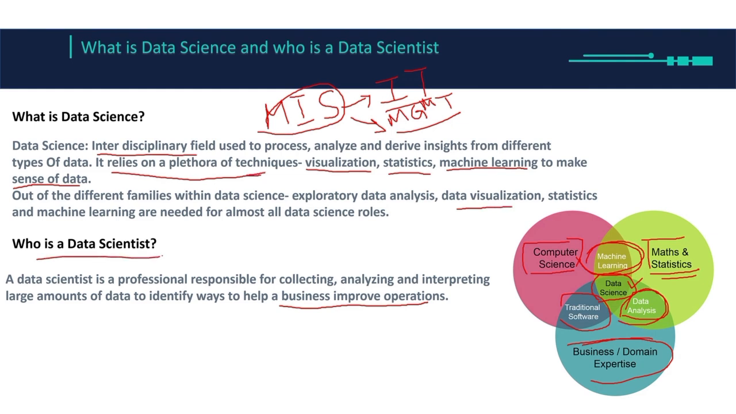So who is a data scientist? A person who does all these things. A person who's responsible for collecting, analyzing, and interpreting large amounts of data. You can say kind of like big data, but there's a difference between a large amount of data and big data. We'll get to that later. The goal is to identify ways to help business operations or business processes. Basically, we're doing all these things so we can increase our profits, decrease expenses, and improve business processes. So again, what is data science?